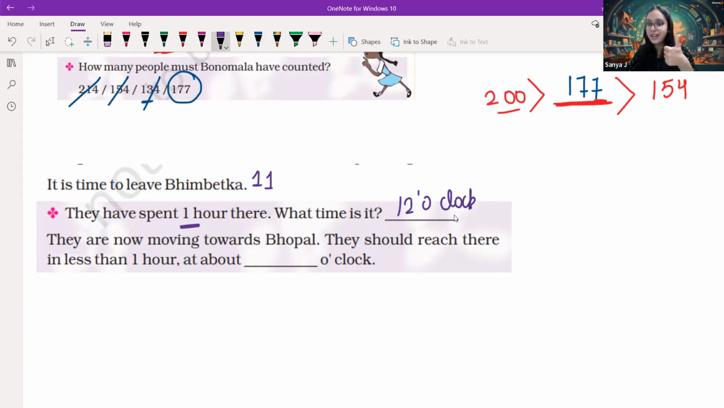All right, everyone. They are now moving towards Bhopal. They should reach there in less than 1 hour. At about what time? Less than 1 hour means 1 hour after 12 o'clock, that is, at about 1 o'clock. As simple as that.